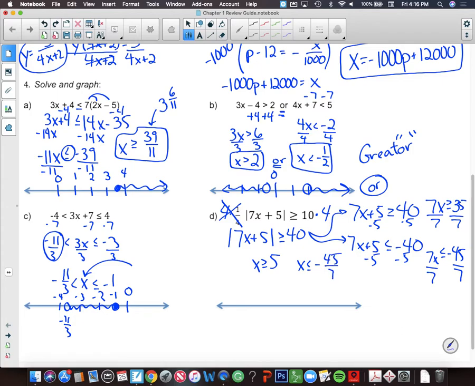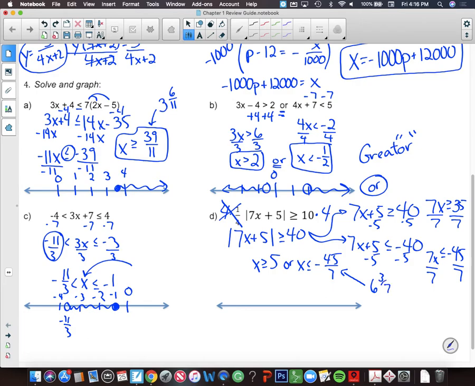And then we graph them. So this is an OR. So remember, ORs are going to be the ones that kind of point opposite directions when we graph them. So hopefully when we graph these, they look like that. So when we graph the 45 sevenths, you're going to have to kind of think of that as a decimal or a mixed number. So that's like 6 and 3/7.